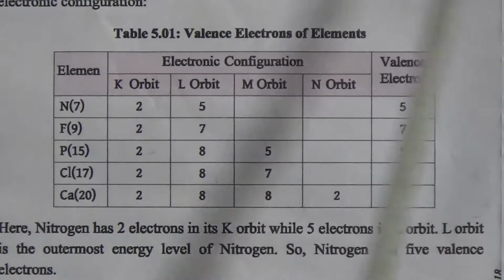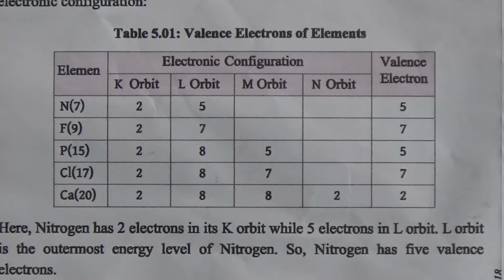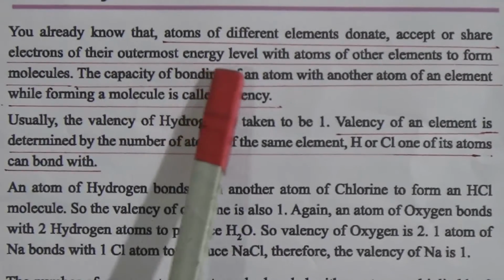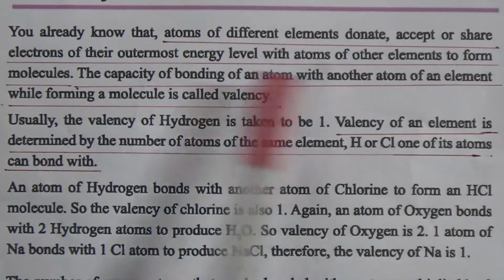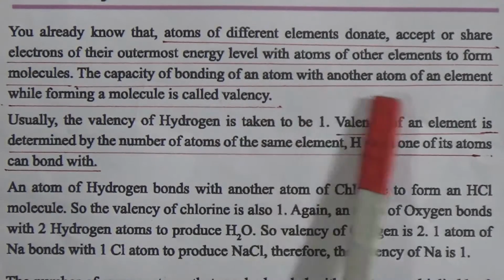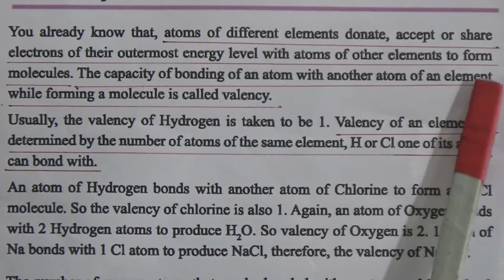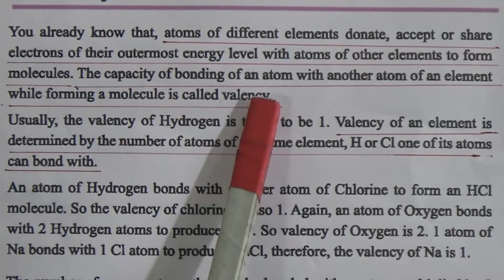Now come to the valency. You already know that atoms of different elements donate, accept or share electrons of their outermost energy level with atoms of other elements to form molecules. The capacity of bonding of an atom with other atoms of an element while forming a molecule is called valency.